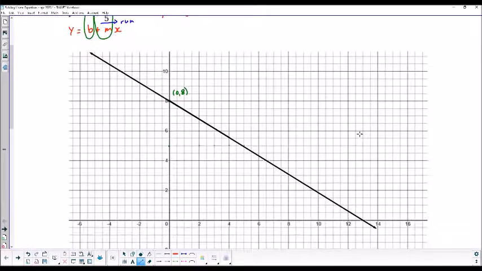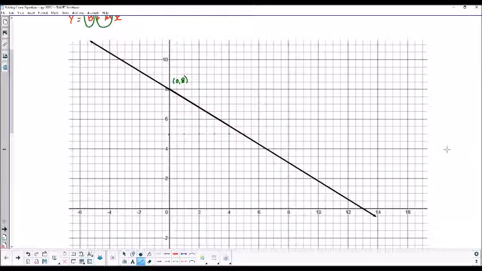Now, the big thing that we're going to take away from this is that we can use the line to estimate different values. So we know the y-intercept. What if we wanted to look for the x-intercept? Well, we can just follow along the line, and we can see that the x-intercept is right down here at (13, 0).